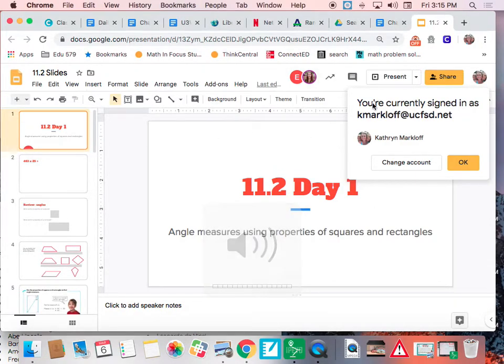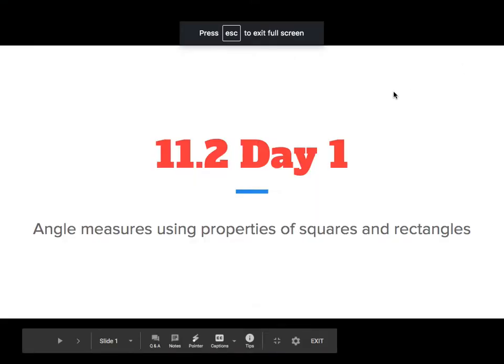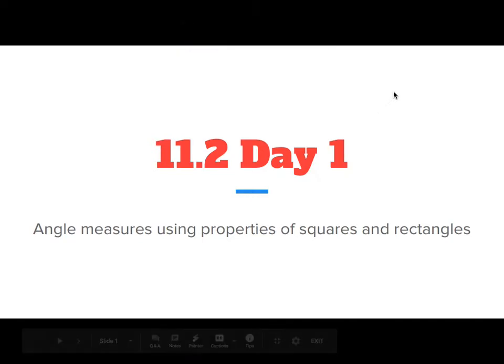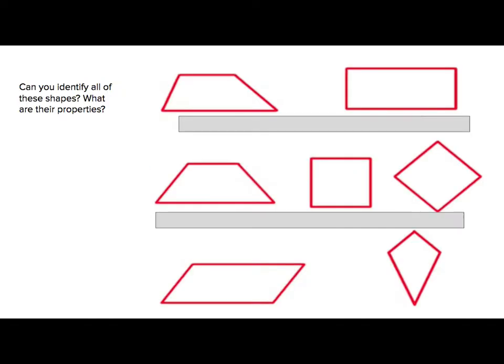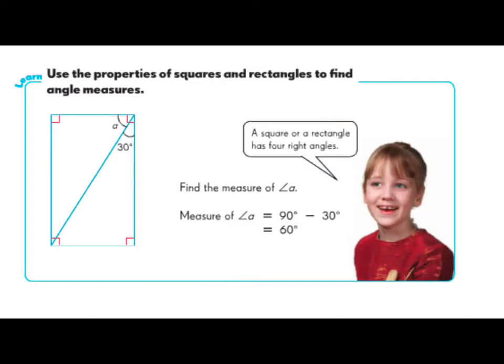All right, we are doing the second part of chapter 11, which is 11.2, and we are going to be talking about angle measures and composite figures. So right now we are hopefully using things we learned from chapter 9 about measuring angles to solve these problems. It says use the properties of squares and rectangles to find angle measures.